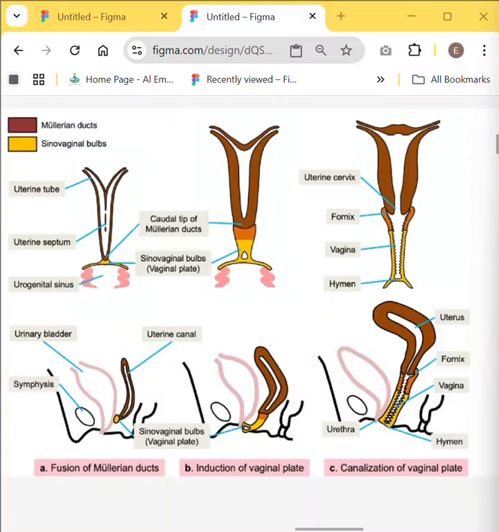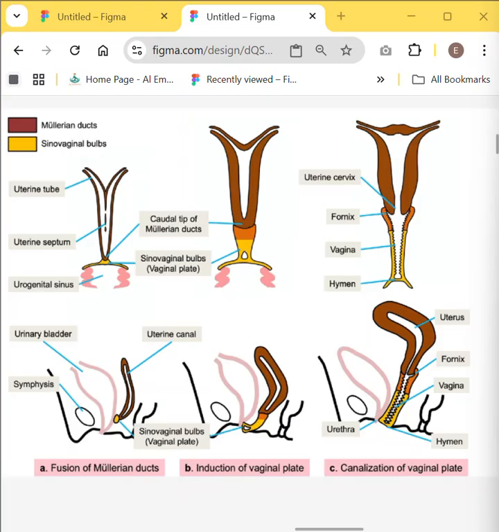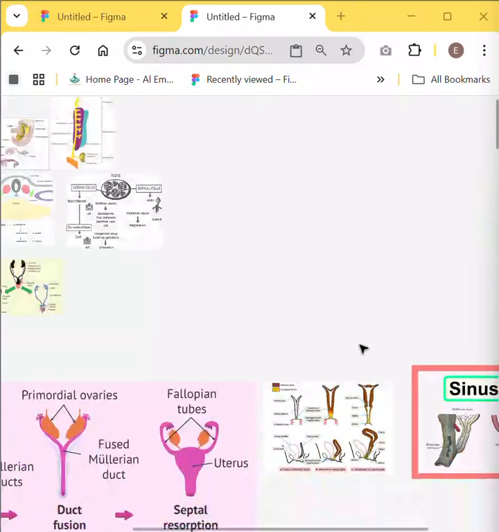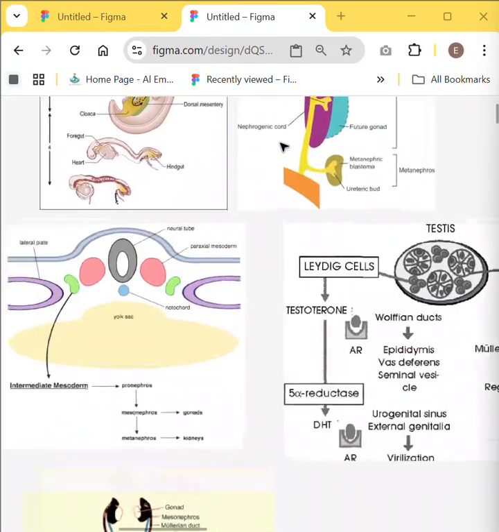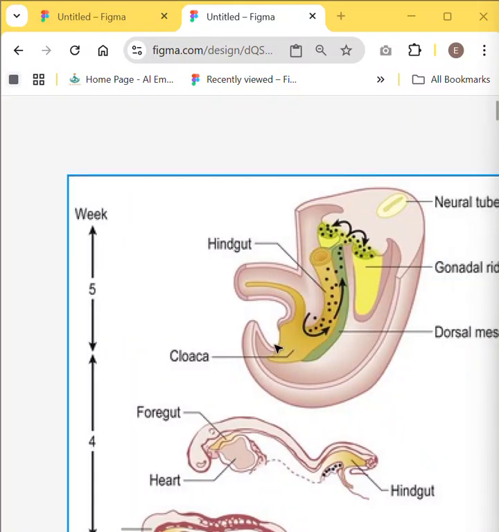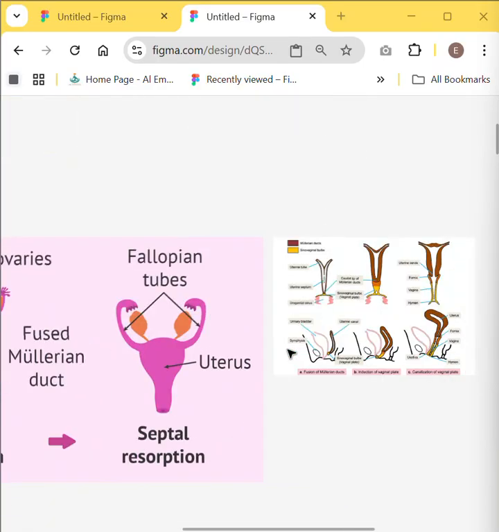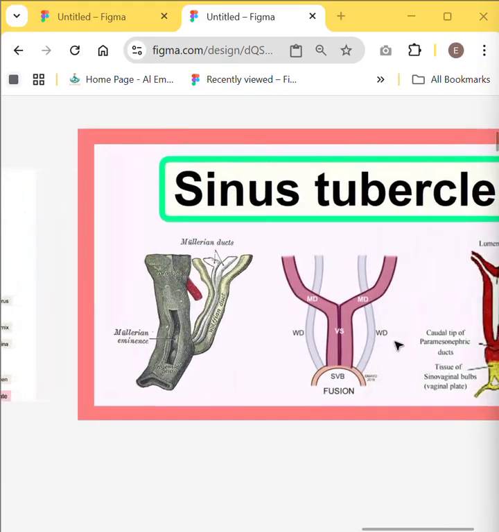Now, external female genitalia. The external genitalia do not virilize in the absence of testosterone. Between the fifth and seventh weeks of life, the cloacal folds, which are a pair of swellings adjacent to the cloacal membrane, fuse anteriorly to become the genital tubercle. Let me show you the cloacal membrane and cloacal folds. Here, this is the cloaca. There's also a picture of the genital tubercle here. I will show you that.